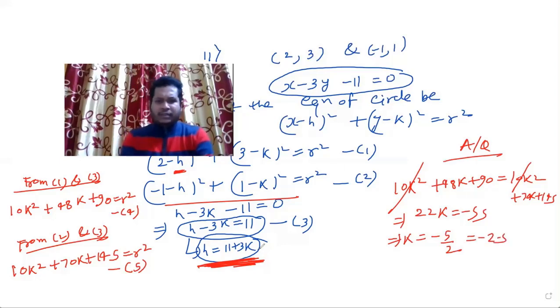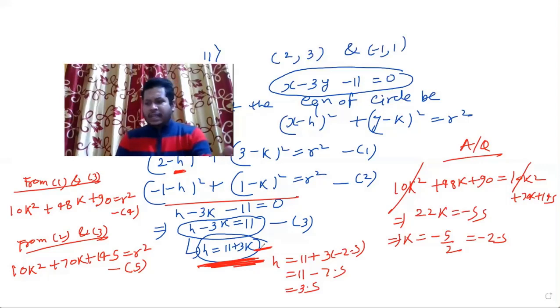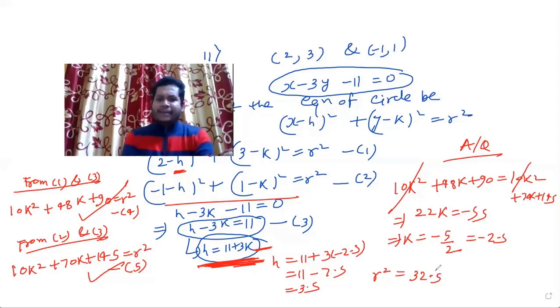Then we can find h also from this relation. So h will be how much? That will be 11 plus 3 into minus 2.5. That will be 11 minus 7.5, which is 3.5. So we got h and we got k. Now, in any one of the relations, either 4 or 5, just simply substitute the values. If you do so, you will get r square as 32.5. So now I have h, I have k, and I have r square as well.